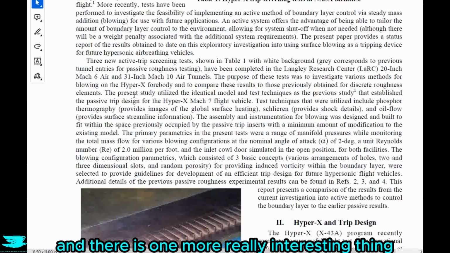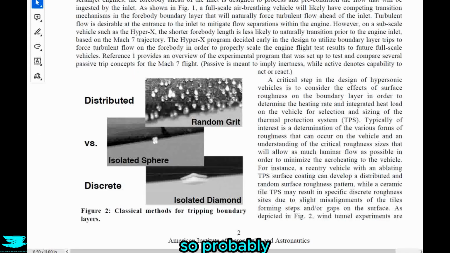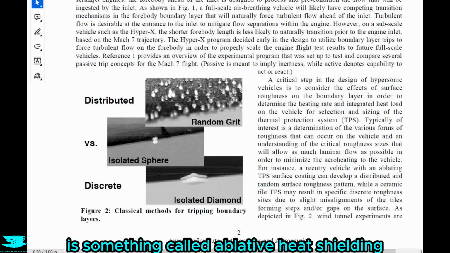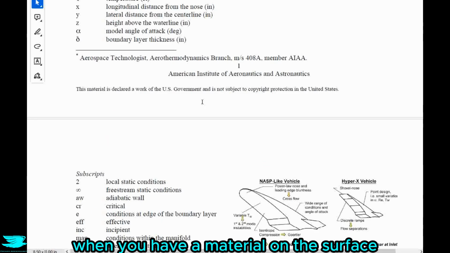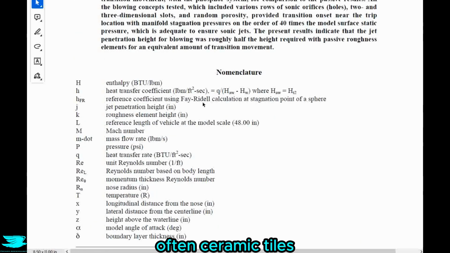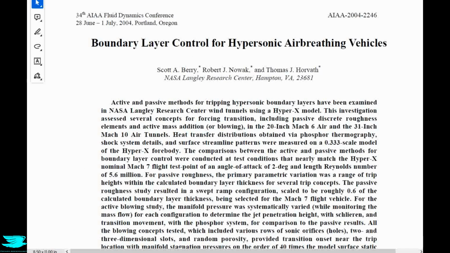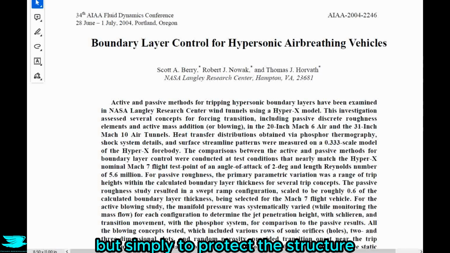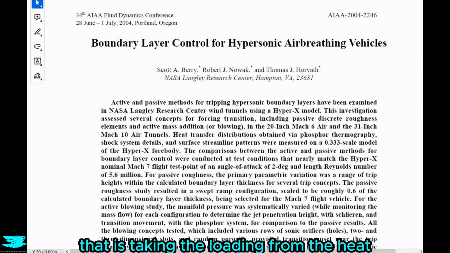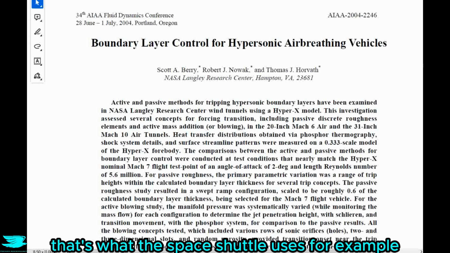And there is one more really interesting thing that this heating and its interaction with the thermal protection does. So probably the most common type of thermal protection for hypersonic vehicles is something called ablative heat shielding. That is literally when you have a material on the surface, often ceramic tiles, that absorb heat and burn away, the ablative part of it. These tiles are not there to take any of the structural loading, but simply to protect the structure that is taking the loading from the heat. Now, these tiles work incredibly well. That's what the space shuttle uses, for example.